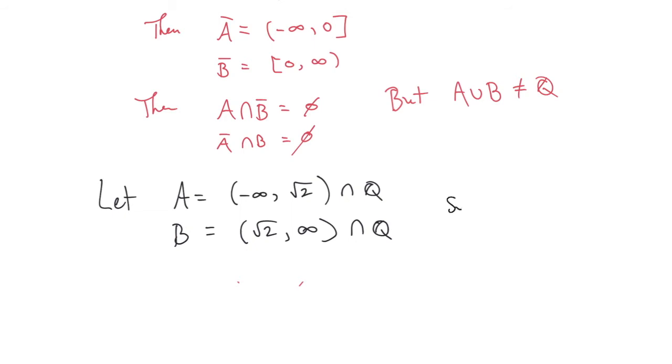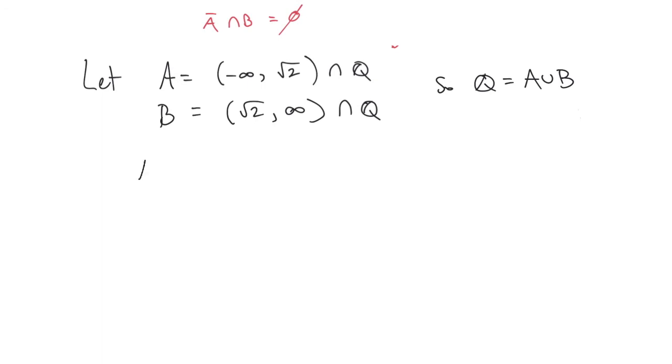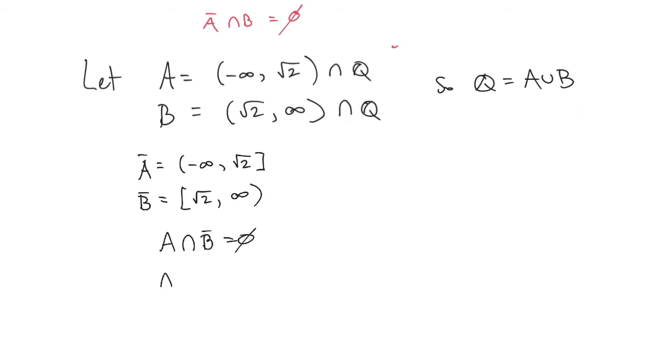So in particular, A union B, it really is all of Q, right? There is no missing point from Q from this description. And everything else is going to be more or less the same, but I might as well write it. A bar, the closure, is minus infinity to root 2, closed interval. B bar, the closure, is root 2, the closed interval, to infinity. And it is true, just like before, A bar intersect B is empty, and A intersect B bar is empty. So it all works out.